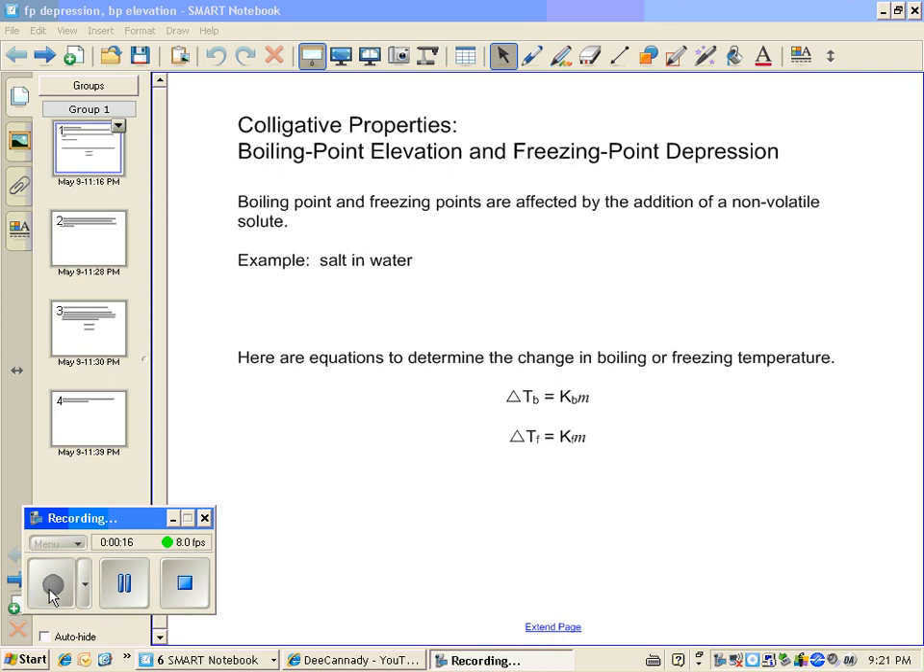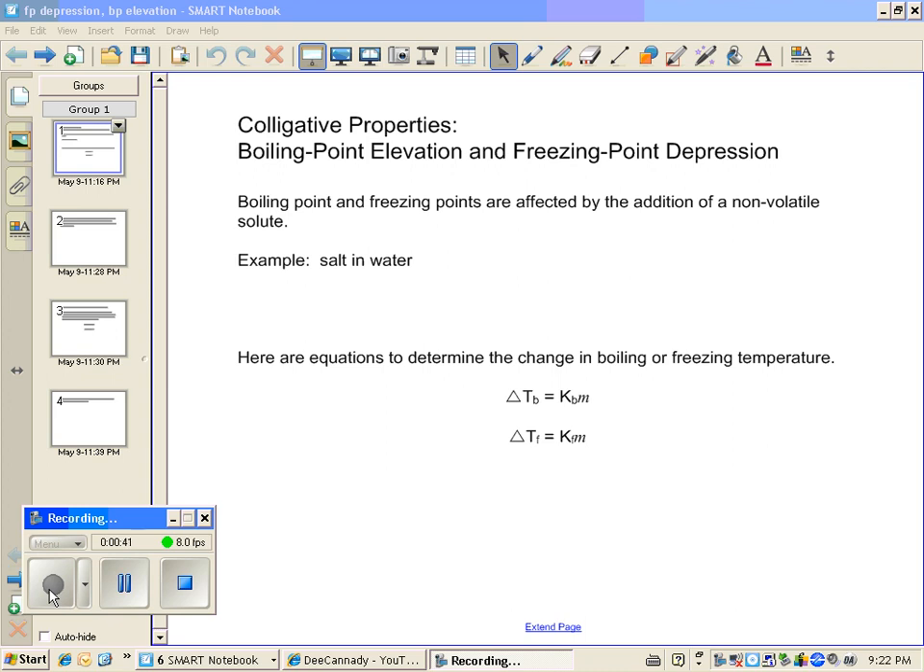First, boiling point and freezing points are affected by the addition of a non-volatile solute. That means a solute that does not evaporate very easily, for example salt, sugar, things like that. I'm first going to talk about those that are also non-electrolytes, like for example, sugar. Sugar, when it dissolves, stays sugar. It doesn't break down into ions.